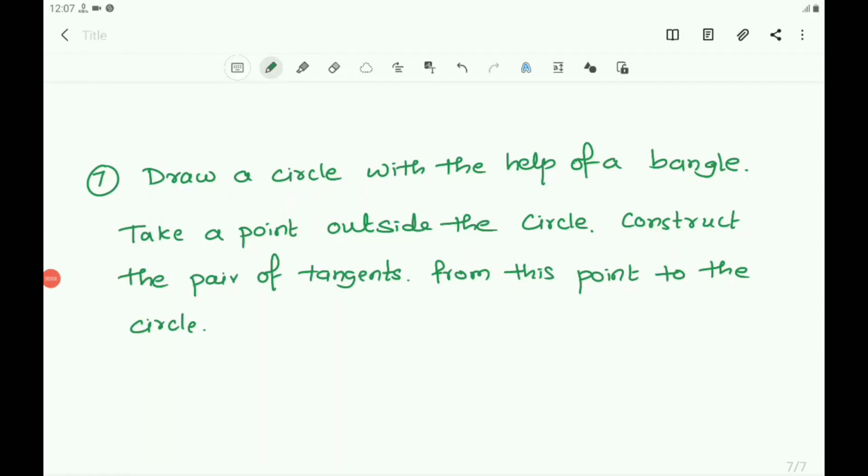Then the seventh construction. So what is that seventh question? Draw a circle with the help of a bangle. Take a point outside the circle. Construct the pair of tangents from this point to the circle. Here the circle is not given. We have to draw the circle with the help of a bangle. The center is not known and the radius is also not known. But we have to get the center to draw the tangents from the external point.